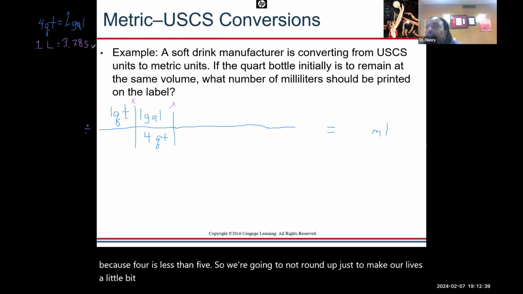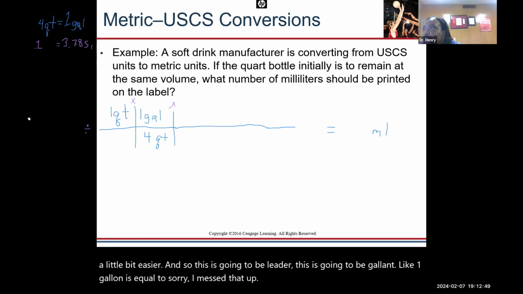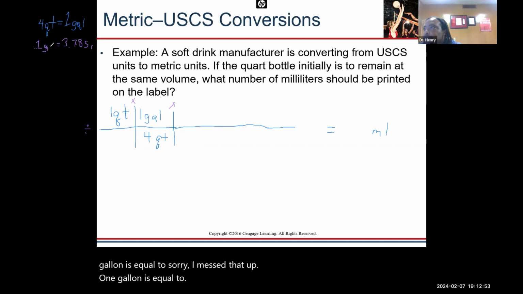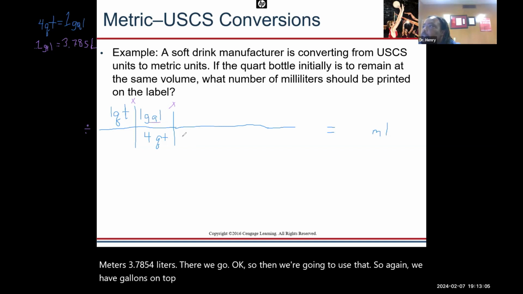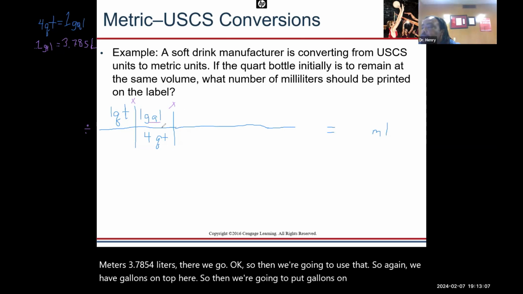And so this is going to be liter, this is going to be gallon. Wait, 1 gallon is equal to, sorry, I messed that up. 1 gallon is equal to 3.7854 liters. There we go. Okay, so then we're going to use that. Again, we have gallons on top, so then we're going to put gallons on the bottom so that we can get rid of that.